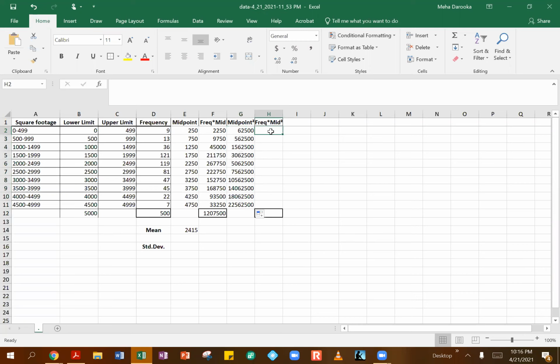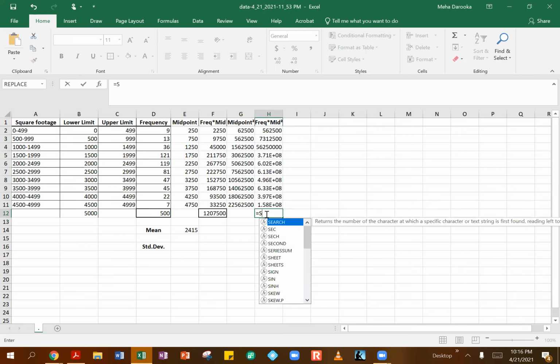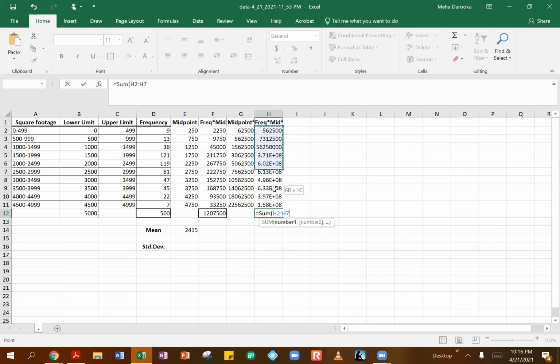The next thing we do is multiply our frequency with the midpoint squared. So again, multiply your frequency with the square of the midpoint, this column that we just calculated. We multiply that and autofill your columns for the rest of them. And then we need to get the total over here. So again, I'm going to use our sum function and add up this column here.